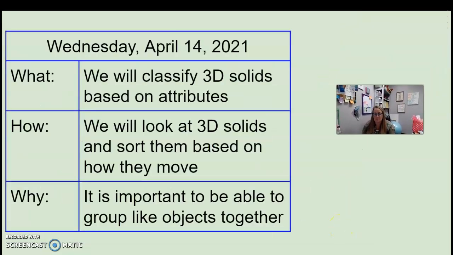So let's review what we talked about today. Today we talked about classifying 3D solids based on their attributes. We talked about all the ways that they can move. So they can slide, they can stack, they can go up and down, or they can roll. And we did this because it's important to be able to group like objects together.